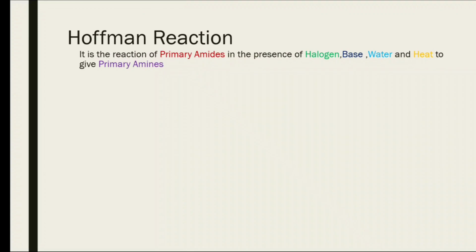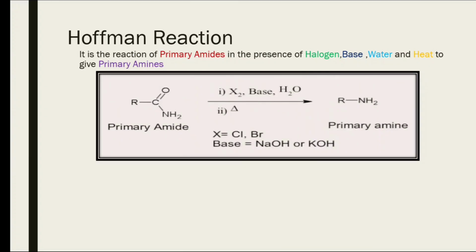The reaction of primary amides in the presence of halogen, base, water and heat to give primary amines is known as Hofmann reaction. This reaction involves the oxidation of nitrogen followed by the rearrangement of carbonyl and nitrogen to give isocyanate intermediates. Remember, primary amines made via this technique are not contaminated by secondary and tertiary amines. This rearrangement is used to synthesize primary alkyl and aryl amines. This reaction is also useful for shortening of carbon chain, which explains why it is referred to as Hofmann degradation.